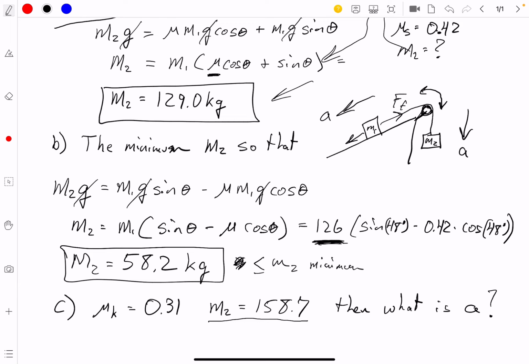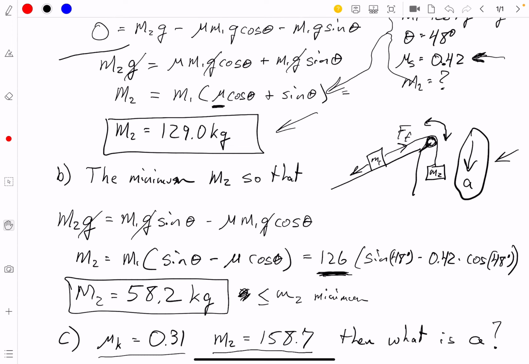And not only that, they've decreased our mu static to a mu kinetic of this. So if you have more M2 mass and less friction, you're going to spin this direction. This pulley is going to go in that direction, and M2 is going to pull the whole system in that direction. So I am going to erase this A. That is not the A we're going to do. We're doing this A. So that means we have to go back up to our original equation.